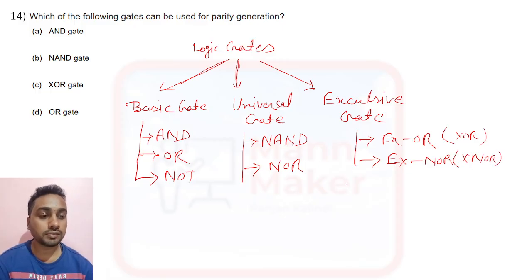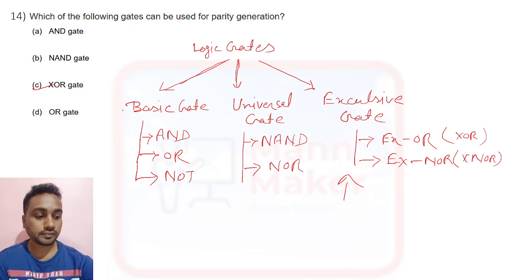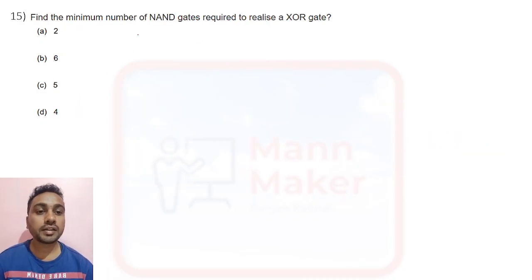So these exclusive gates are used for parity generation and checking. So option C is the right answer. Okay. Find the minimum number of NAND gates required to realize an XOR gate.